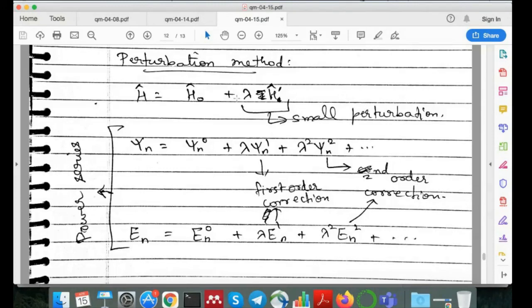So essentially, in the perturbation method, you write the Hamiltonian as H naught, the unperturbed Hamiltonian, plus a small perturbation, and you write the wave function and energy as a power series in terms of the first order, second order, third order correction, and so on. If you use such formulas, you can approximately get the wave function and the energy value of the system you are dealing with.